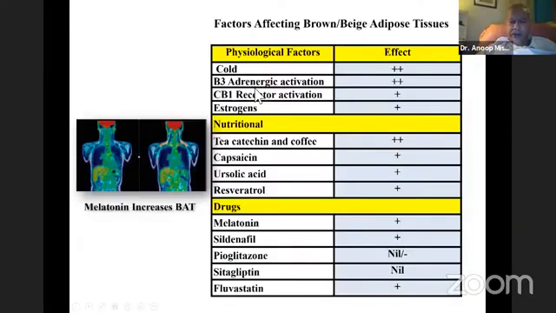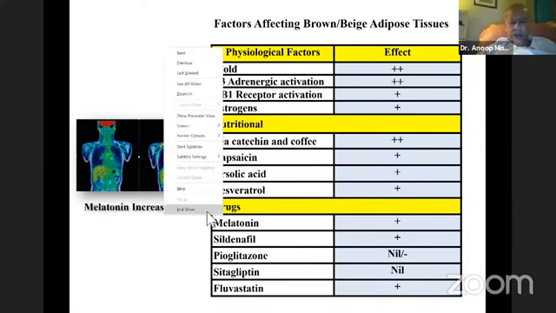So these are the factors: cold, beta-3 adrenergic activation, cannabinoid receptor activation, estrogen, nutritional tea, catechin, and coffee, capsaicin, ursolic acid, resveratrol, melatonin, sildenafil, pioglitazone, and no, pioglitazone does not have, and sitagliptin also does not have. I put it because it was a diabetes-related talk. So you would know, some of these factors may act in us.